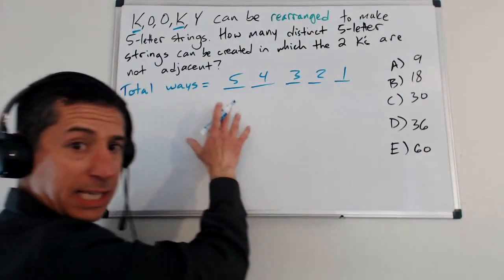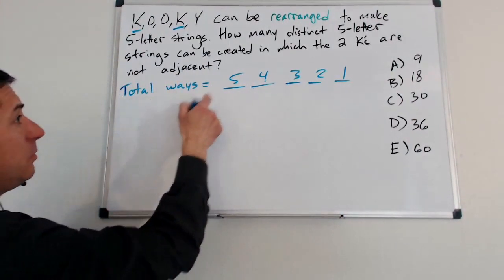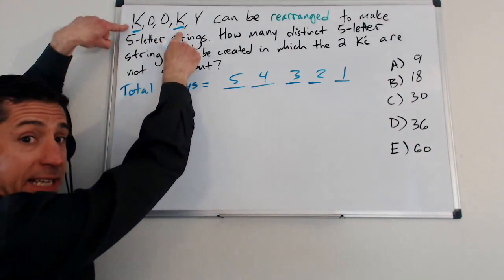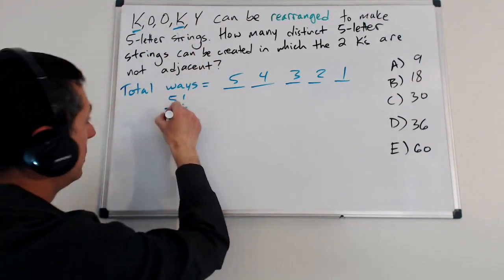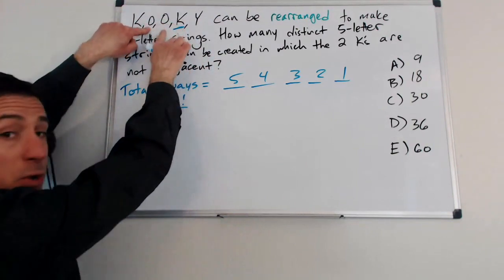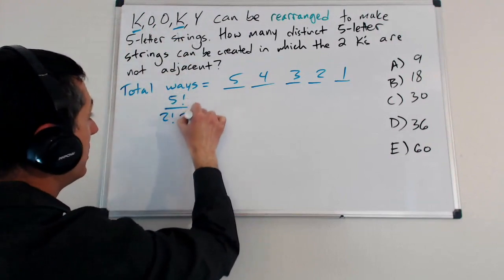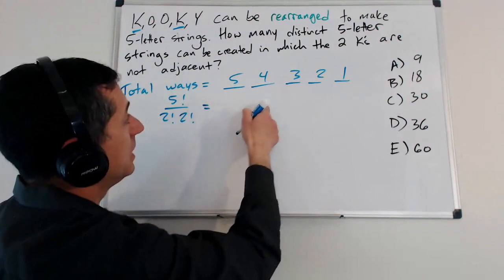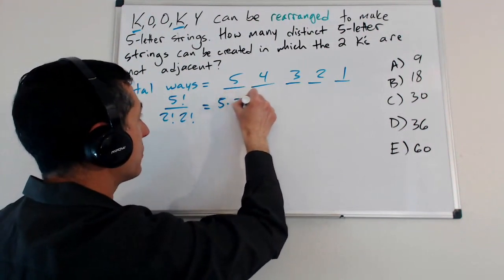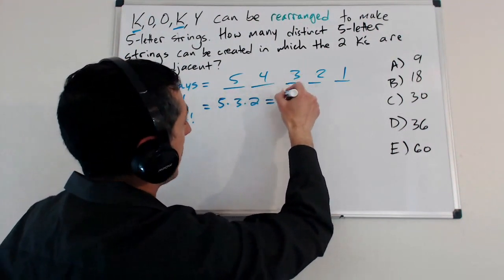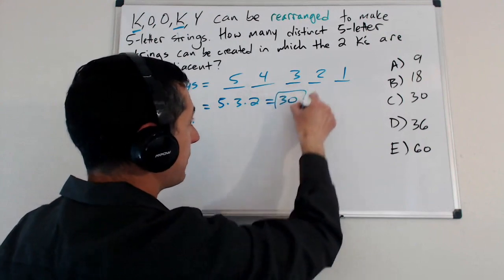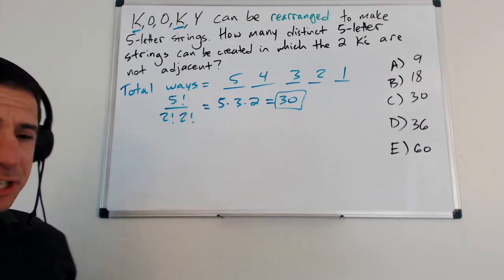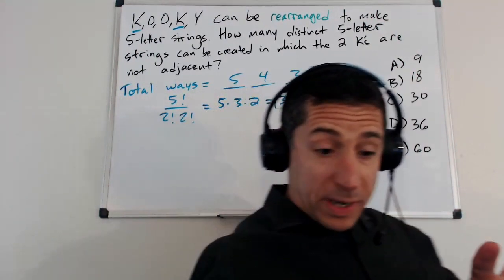So this looks a lot like the question we did a few minutes ago. We've got to take that 5 factorial. How many ways are there to arrange the two Ks? Well, just two, right? How many ways to arrange the O's? Two again. So I take the 5 factorial and divide by 2 factorial, 2 factorial. So I just get 5 times 3 times 2. So I get 30 total ways here. Now that is not my answer yet, because I still have to deal with this business of the Ks not being adjacent.